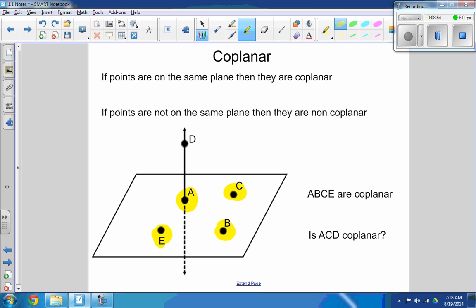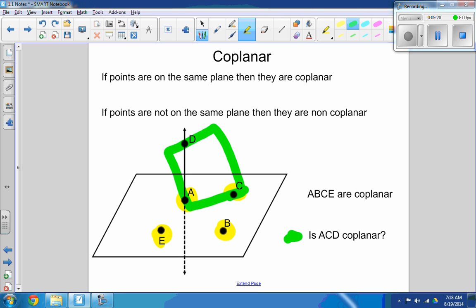So my question here is, are ACD coplanar? Well, if you remember, the definition of a plane was any 3 non-collinear points. Well, ACD are non-collinear, so yes, ACD are coplanar. In other words, they make up their own plane.